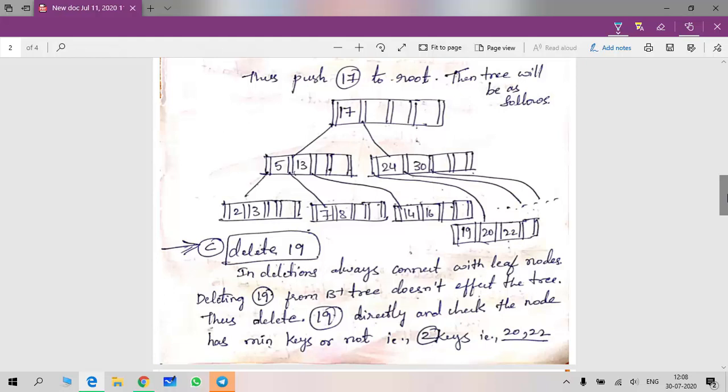Okay. And there may be a doubt that the root value is having only one element, that is 17, but the minimum elements it must have is 2, right? But for the root we can violate that rule, so it may have one or more elements, but not exceeding the element count.